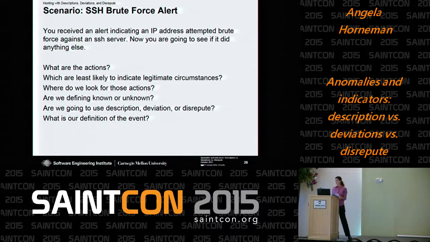So the first scenario is an SSH brute force alert. Obviously, there's something always that piques our interest. Sometimes it's an alert, sometimes, which isn't really hunting, it's we came across something on the web, we had a blog post, or your boss comes to you and says, I heard about this thing, what is it? Go see if it happened. So with an SSH brute force alert, what would be the actions?